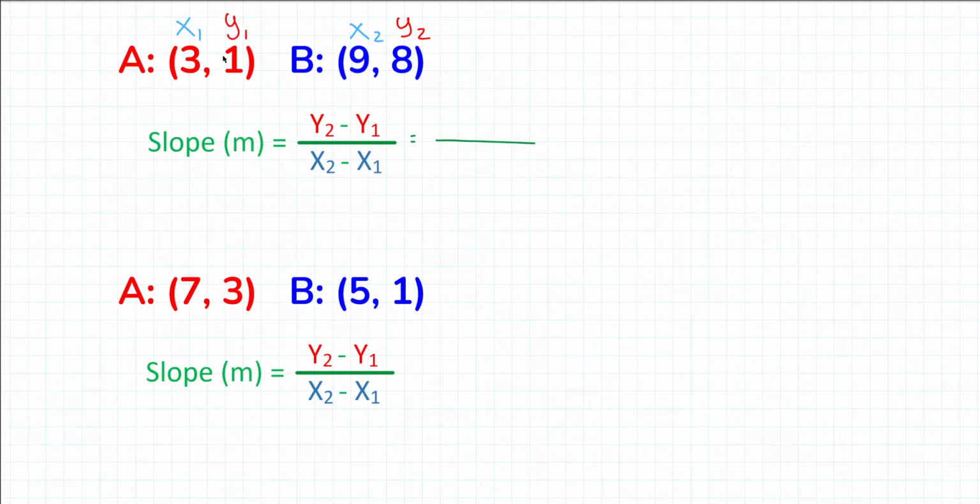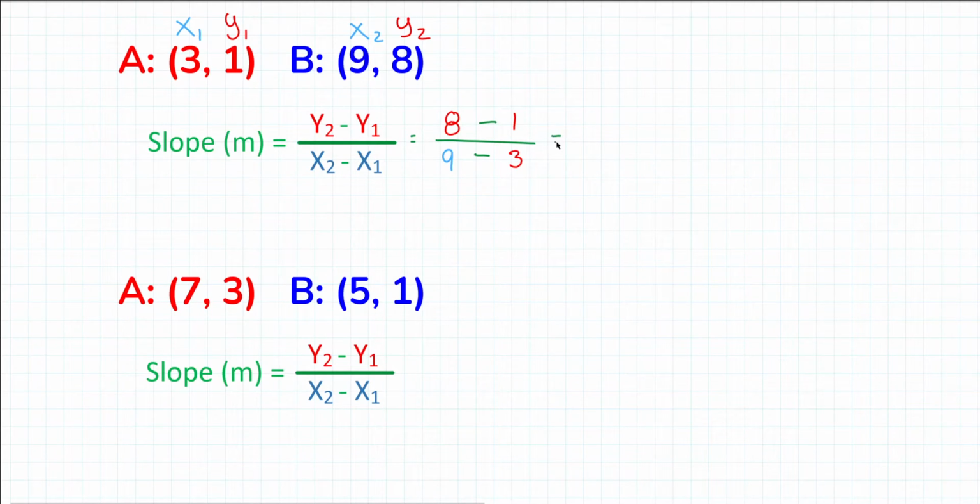y2 is 8, y1 is 1, so I'll go 8 minus 1 on the top. And now I'll do the bottom. 9 is x2, 3 is x1, so 9 minus 3 on the bottom.